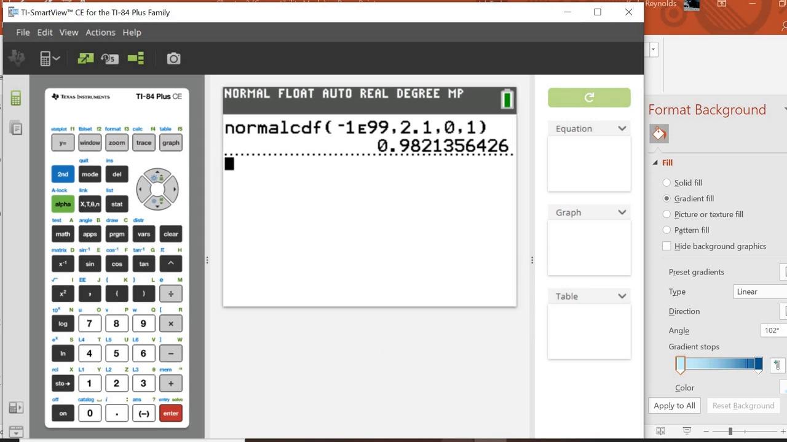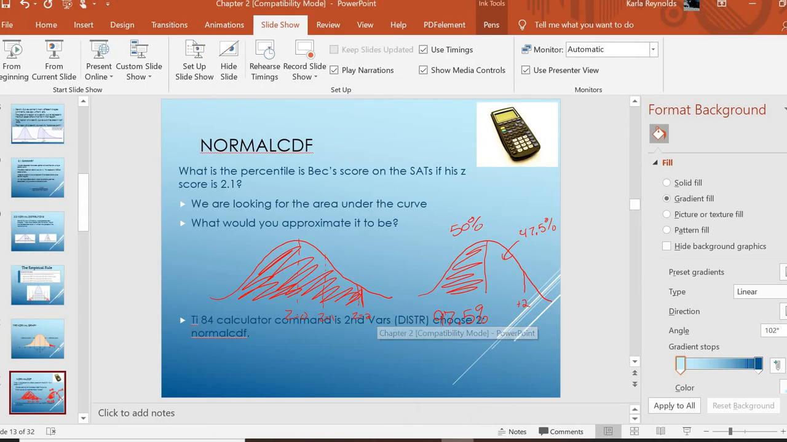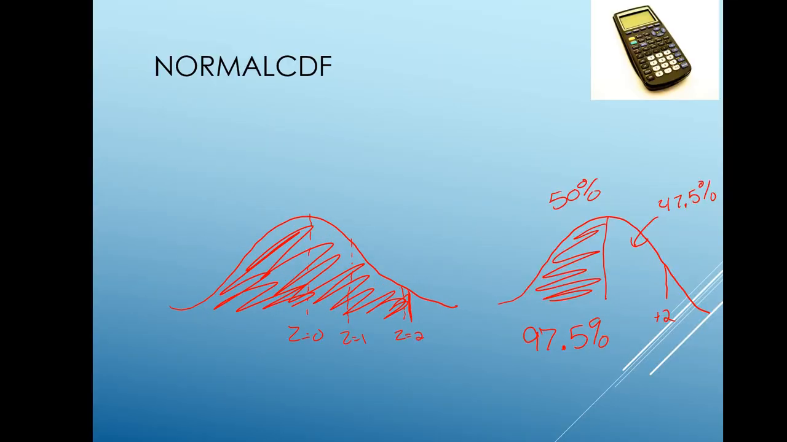So 98.2%, and that is close to our 97.5%.